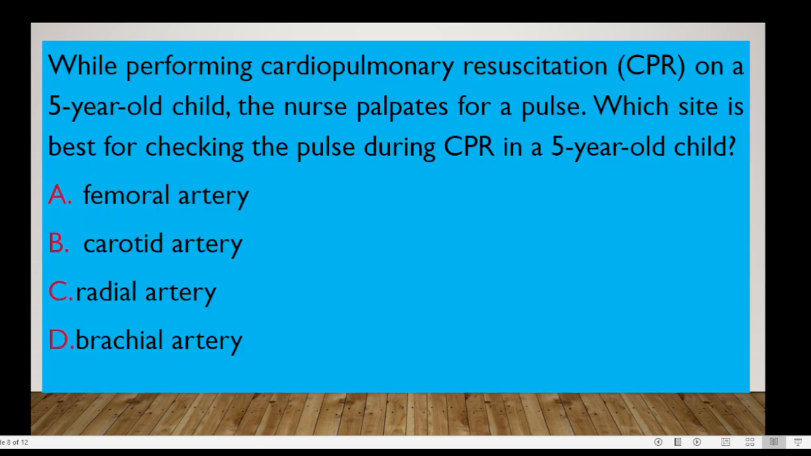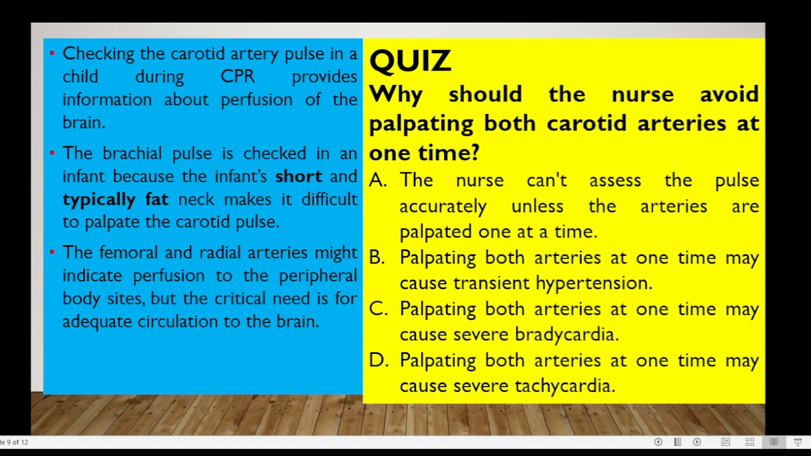While performing cardiopulmonary resuscitation (CPR) on a 5-year-old child, the nurse should palpate for a pulse. So, which site is the best for checking the pulse during CPR in a 5-year-old child? Ladies and gentlemen, for palpating for a pulse, a 5-year-old child will be treated like an adult. It's only in infants where we look at the brachial artery. So in this 5-year-old child, we'll be palpating the carotid pulse. Checking the carotid pulse in a child during CPR provides information about perfusion of the brain.